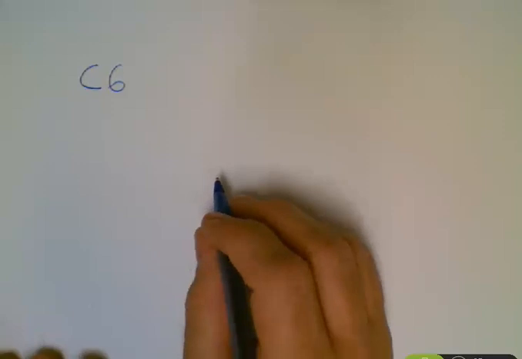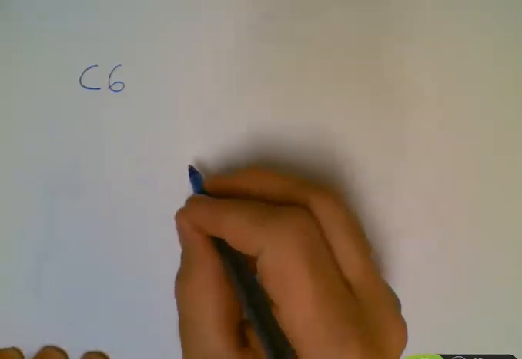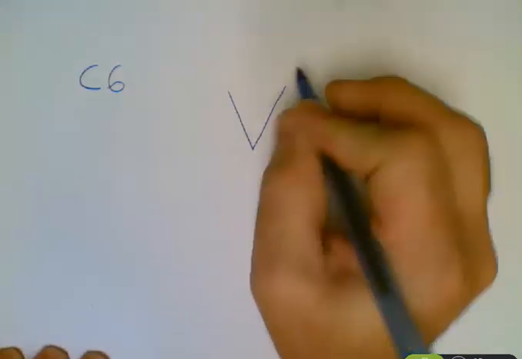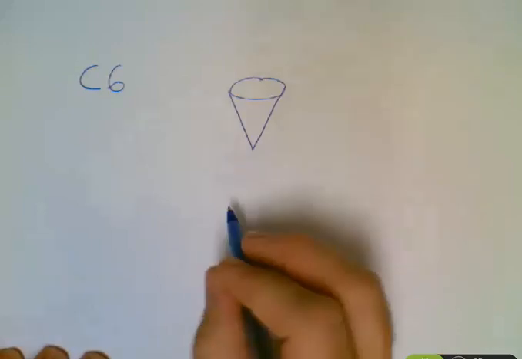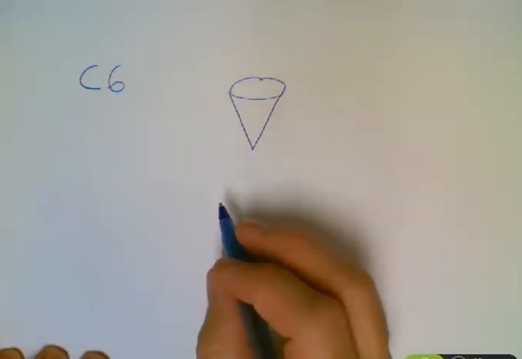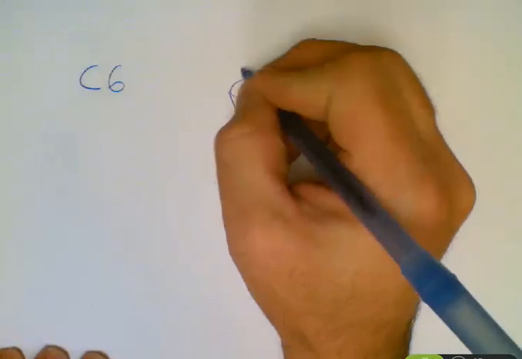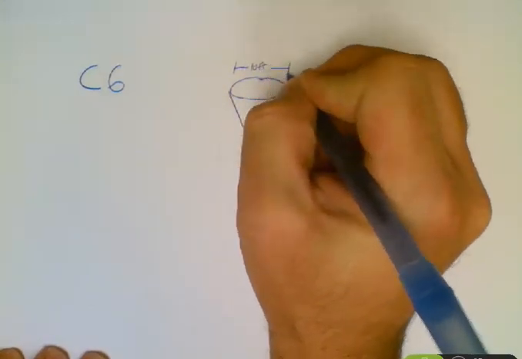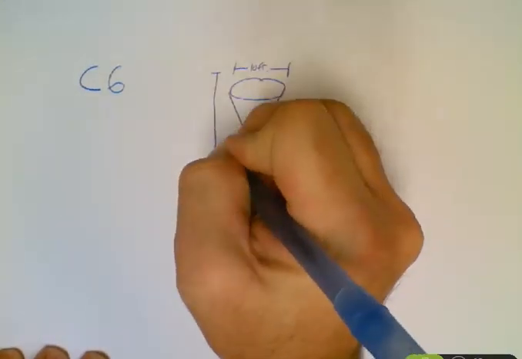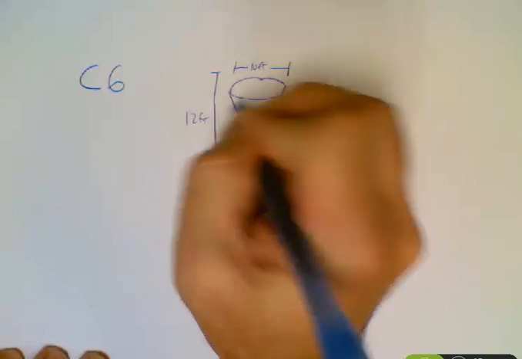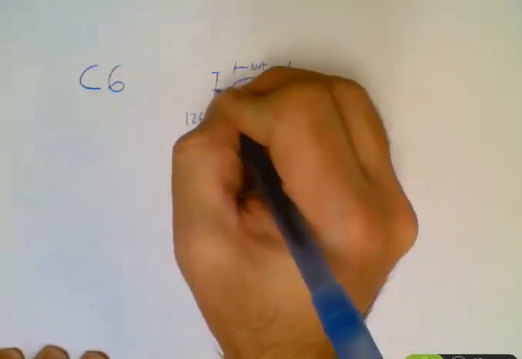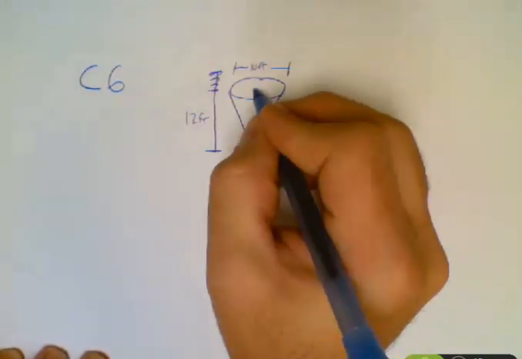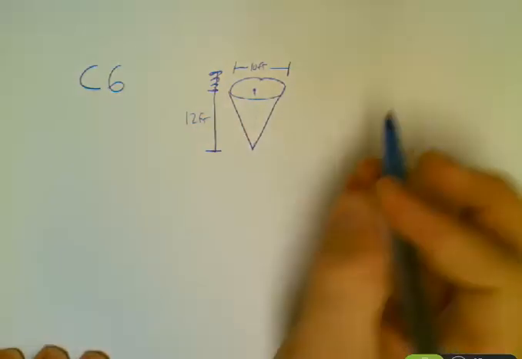Looks like we have a conical tank with vertex down. So we have a cone, basically, vertex is down. They tell us it's 10 feet across the top and 12 feet deep. Actually, that should probably go to here. Okay, 12 feet deep, basically this right here.